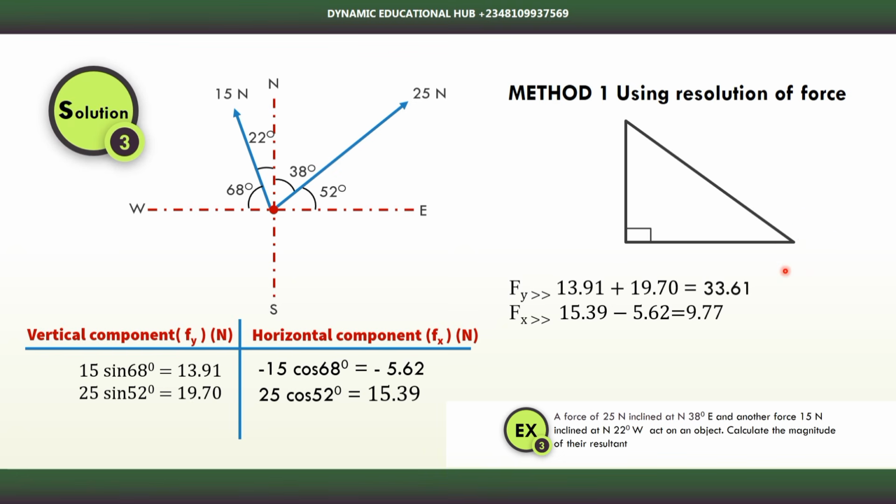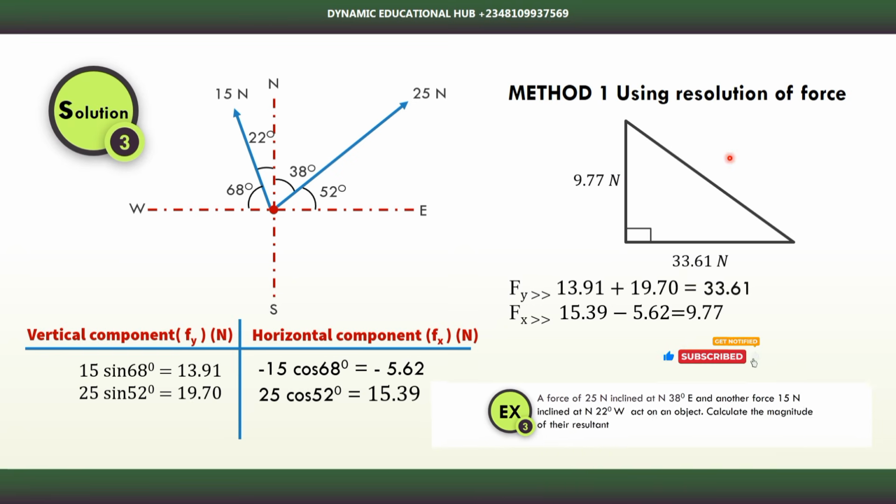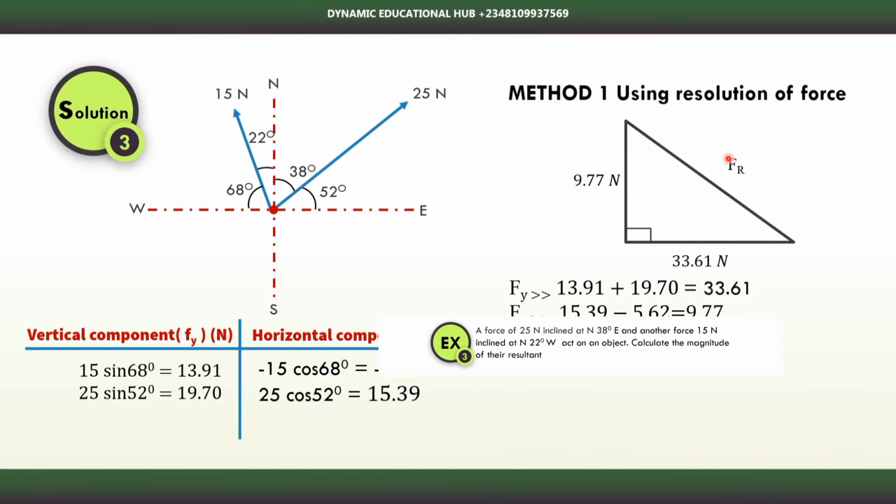Now we can fix this triangle. For the vertical component, that's 33.61 Newton here. For the horizontal component, that's 9.77 Newton here. And where is our resultant force? This hypotenuse.